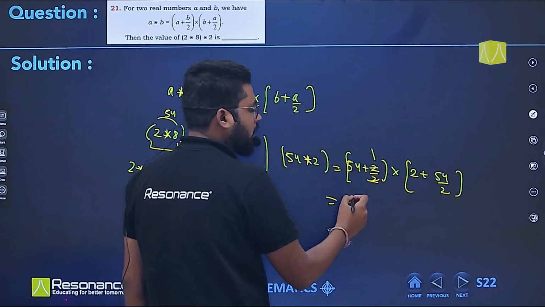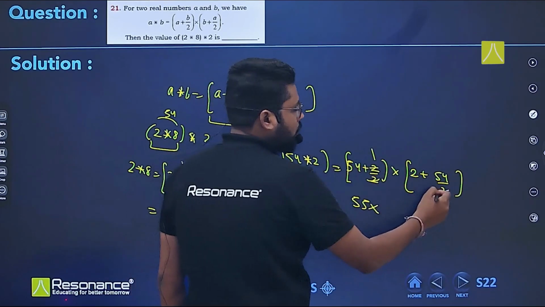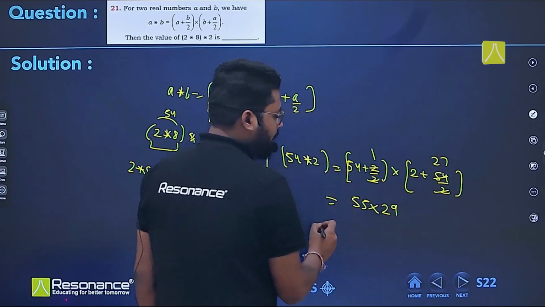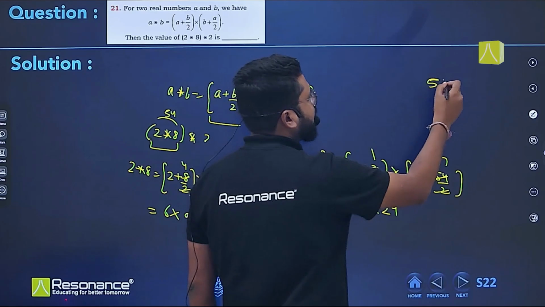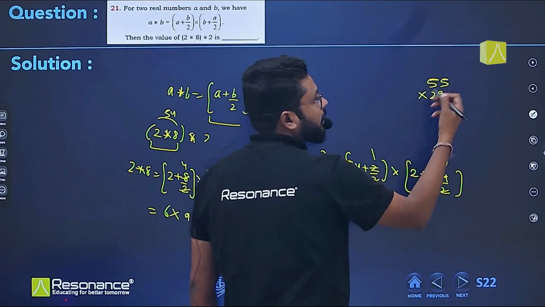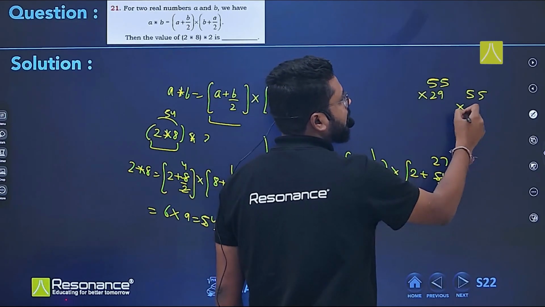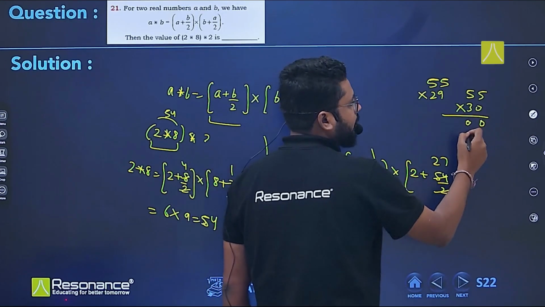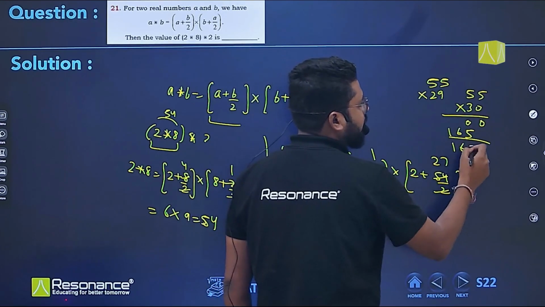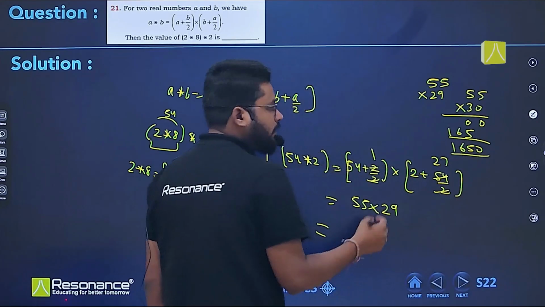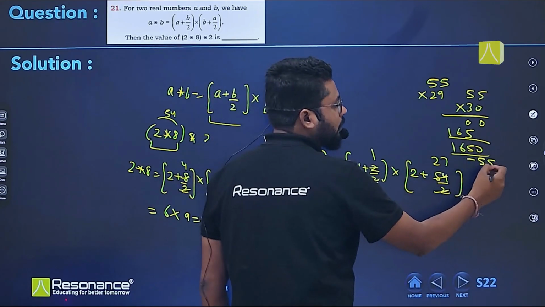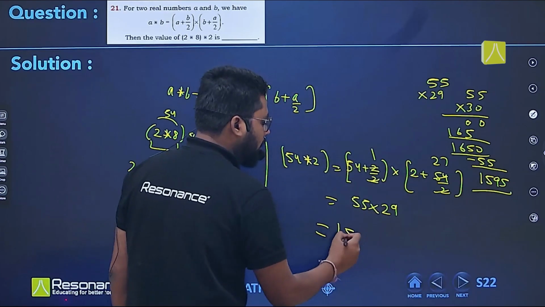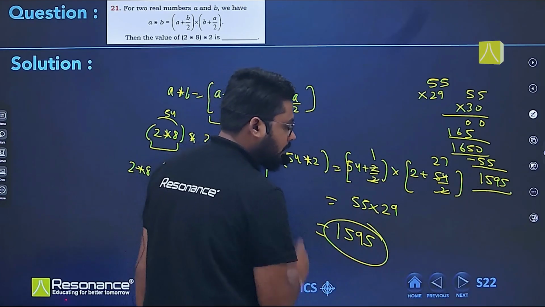So 54 plus 1 is 55, into 2 plus 54 by 2, which is 27 plus 2, is 29. So we have to multiply 55 by 29. Or directly, if you multiply 55 by 30, then just subtract 55 from it. You will get 1650, and subtracting 55, because it's 29, you get 1595. So our final answer will be 1595.